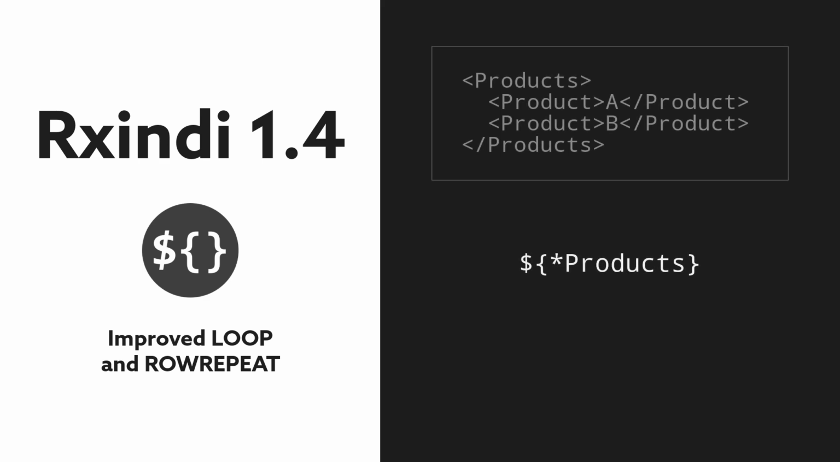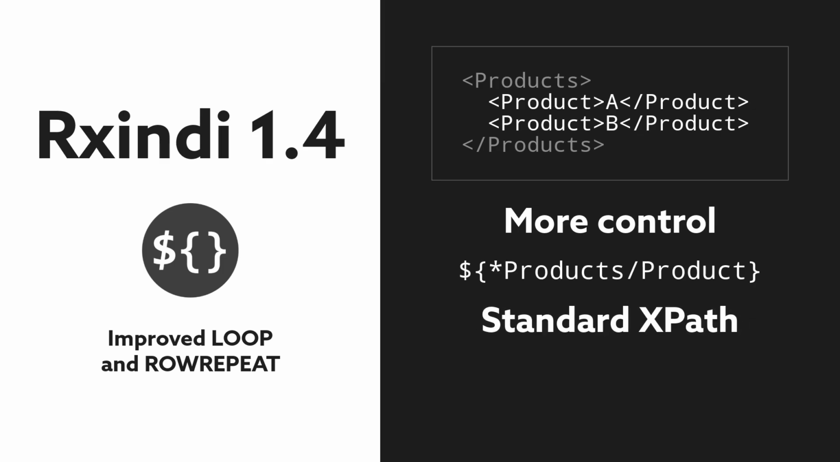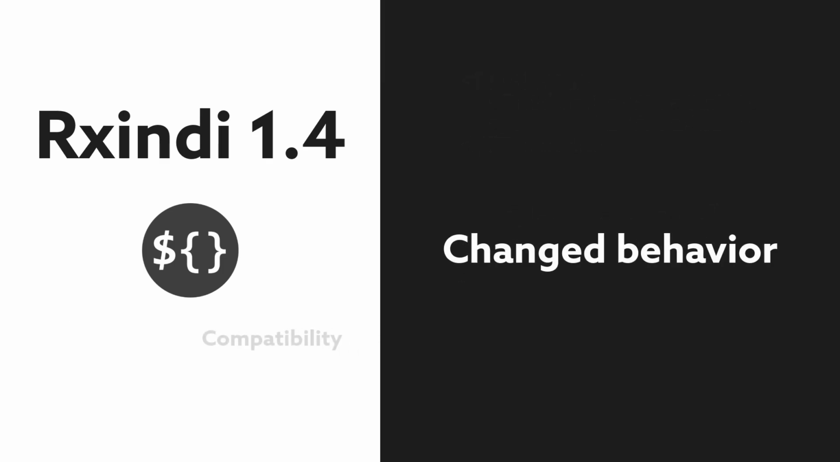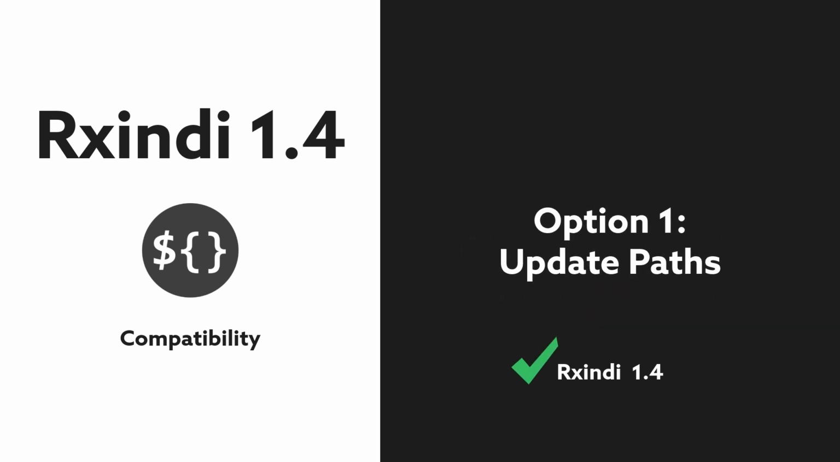Whereas previously you'd write a path to a parent element in order to loop over child elements, you now write the path to the actual elements to loop over. While this seems counterintuitive at first maybe, it actually gives you much more control, and it is also better aligned with how standard XPath works. This change in behavior does mean that templates written for previous versions may no longer give the expected result by default. It is recommended to simply update the paths, because the new behavior is not expected to change again.